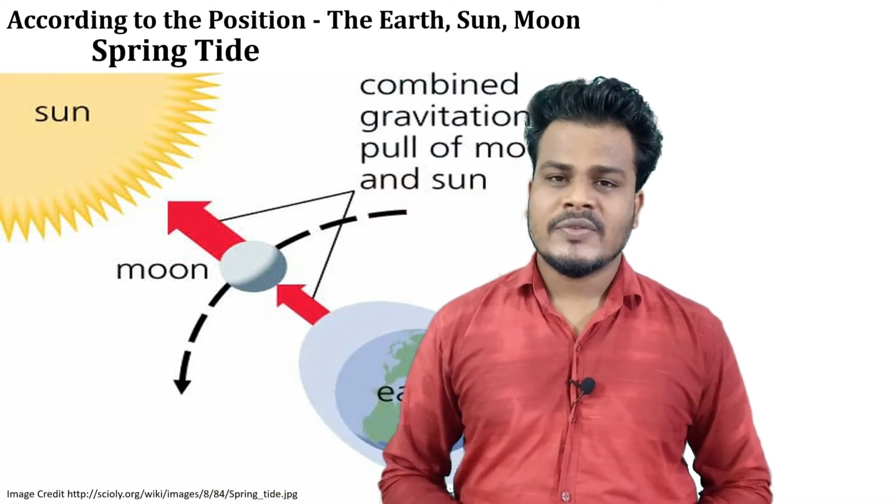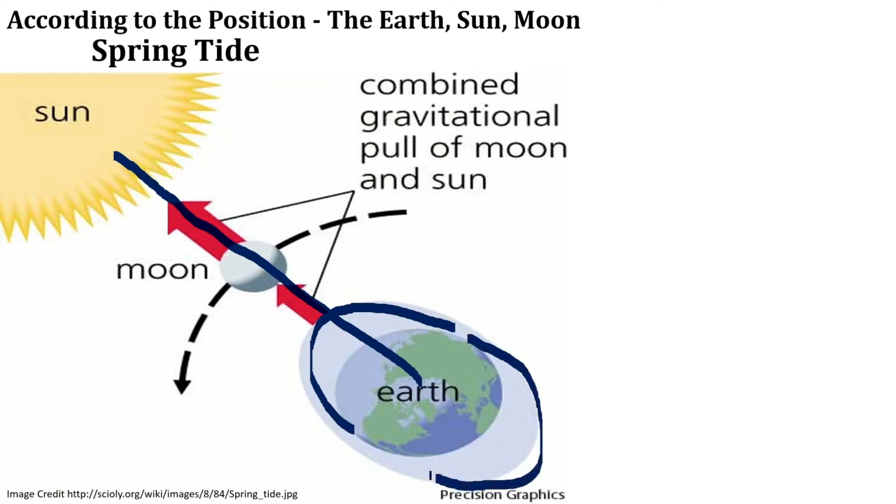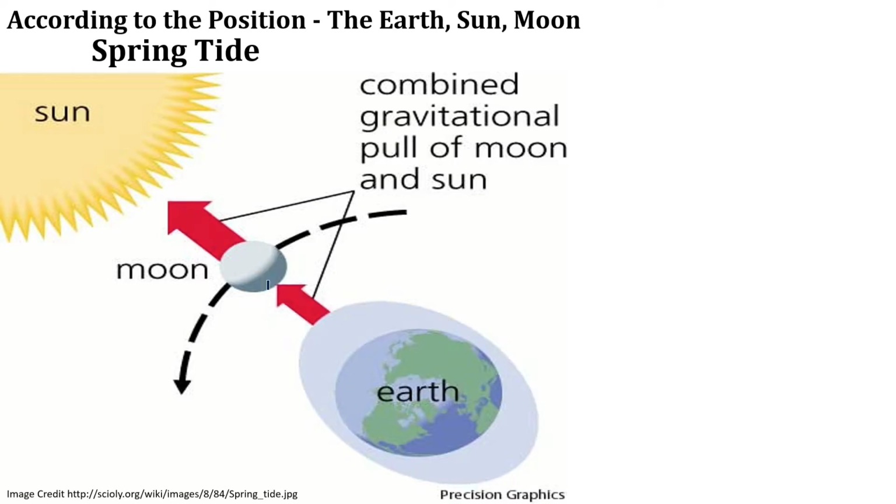Let us observe this with the help of a diagram. As you can see in this diagram, the sun, moon and the earth are in a straight line. On this side there is a gravitational pull of the moon, and on the same side there is a gravitational pull of the sun. So the combined gravitational pull of the moon and sun produces a stronger tide that is known as spring tide. On the other side also there is one tidal bulge due to the centrifugal force. This is the highest tide that will be observed on the earth's surface. This is during the new moon day.